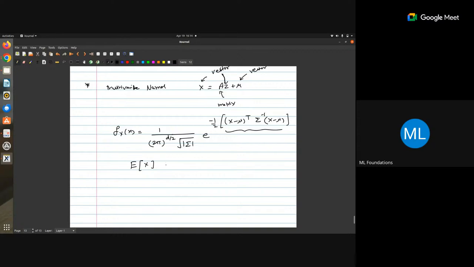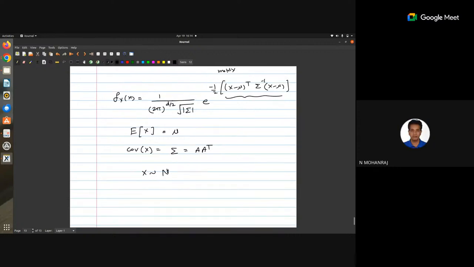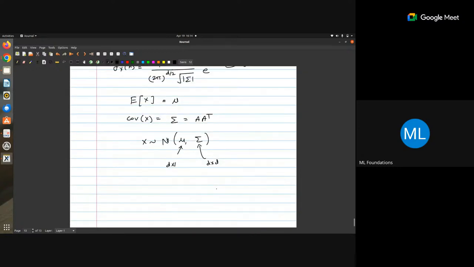So what is the expectation of x here? It will be mu. What is the covariance? Sigma, which is nothing but A A transpose. And how is x distributed? It is normally distributed with mean mu and covariance sigma. What are the dimensions of mu? It's a d cross 1 vector. And the dimensions of sigma? d cross d. Until this, we have seen yesterday.